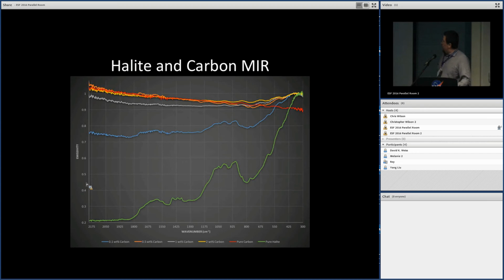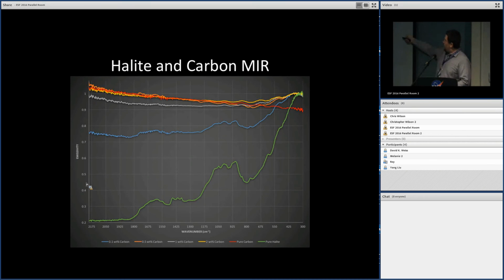Flipping now into the mid-infrared, these are the same samples I just showed you. We've got pure halite at the bottom here, and then we go up to 0.1 weight% carbon in the blue, 0.5 weight% in the orange, 1 weight% in the white, and then the red and yellow are 2 weight% and pure carbon. Kind of cool here, you see this is the emissivity of one line that crosses over there. And we believe that this is an accurate measurement. What I mean by that is these samples are better black bodies than our black body calibration target at these wavelengths.